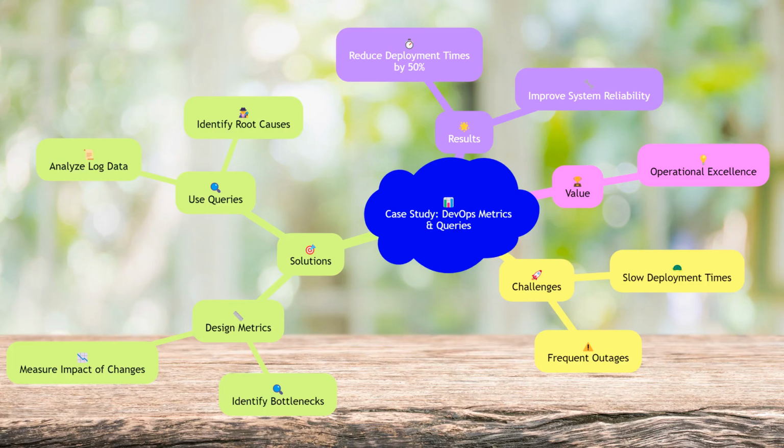To illustrate the concepts discussed, let's look at a case study of a company that successfully implemented metrics and queries in their DevOps operations. The company faced challenges with slow deployment times and frequent outages. By designing and implementing appropriate metrics, they were able to identify bottlenecks in their CI/CD pipeline and measure the impact of changes. They also used queries to analyze log data and identify the root causes of outages. As a result, they were able to reduce deployment times by 50% and improve system reliability, demonstrating the value of metrics and queries in driving operational excellence.